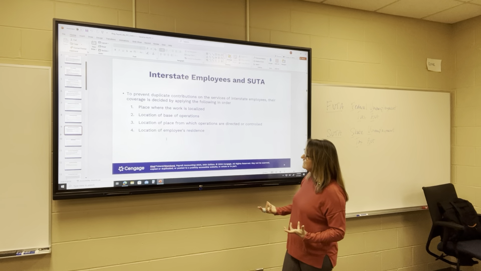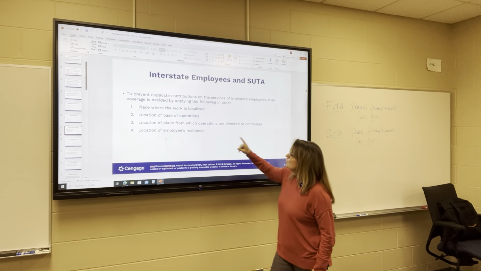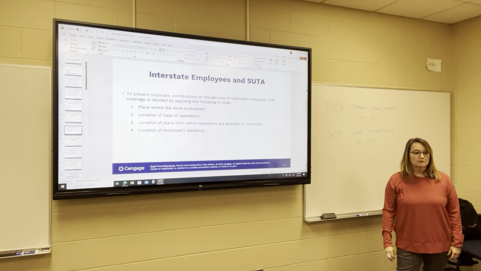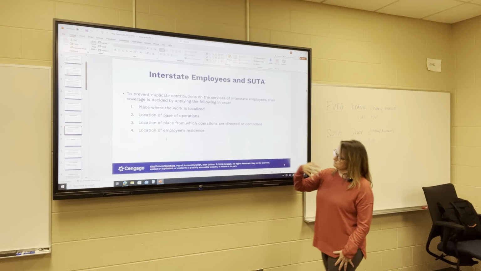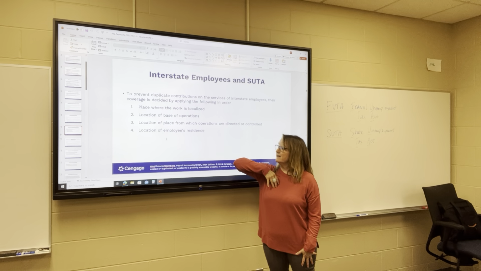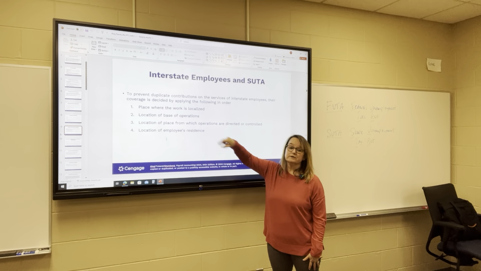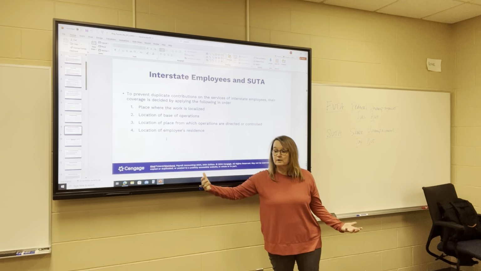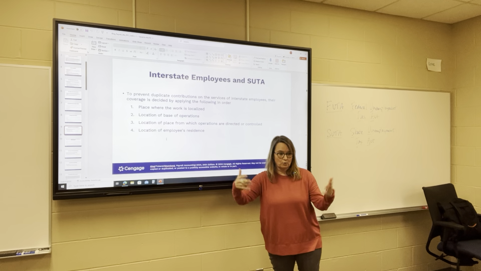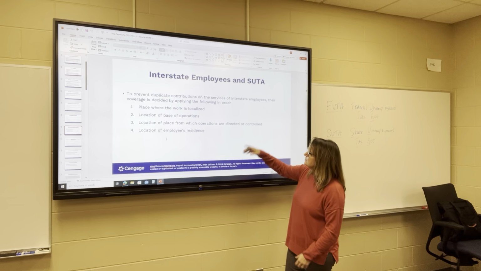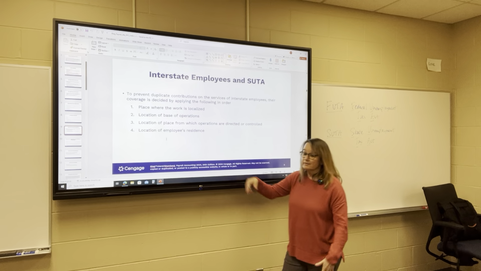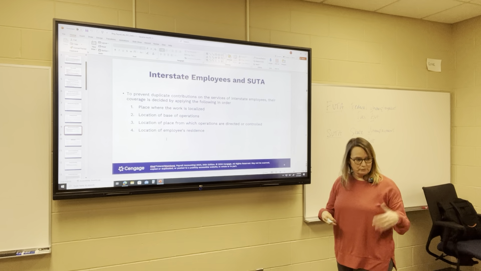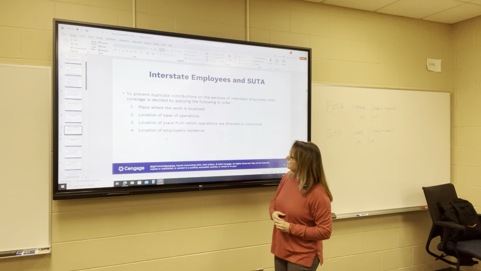But if we can't determine based on that, we would look at the location of the place from which the operations are directed or controlled. Well, in that case, if this regional manager has no base of operations, what we look at is, where's their boss? If they work for Walmart, probably in Arkansas. That's the corporate headquarters of Walmart. So we'd look there. Okay, well, then it's Arkansas, even though they don't even work there. Those are the taxes that would be applied.